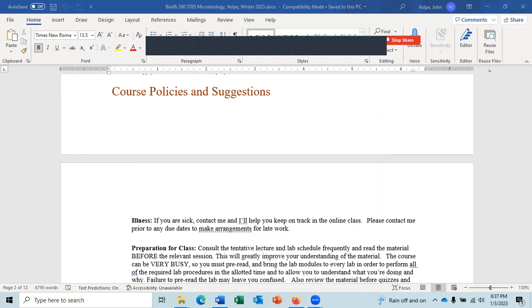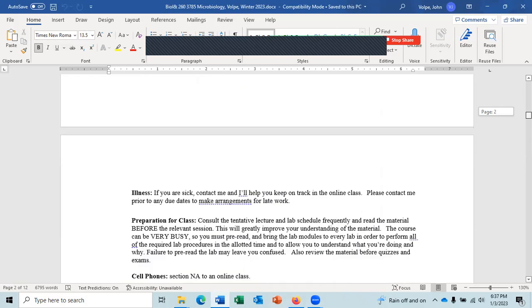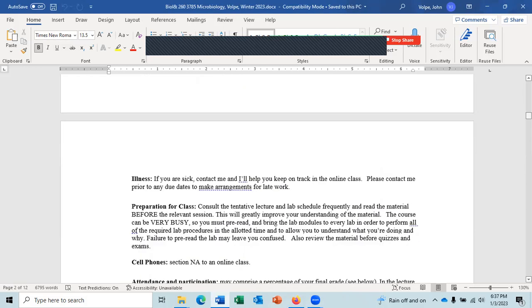Get prepared for the lab. Generally, what you want to do is look over the lab. If you don't read the lab before the lab, you should at least look over the lab.